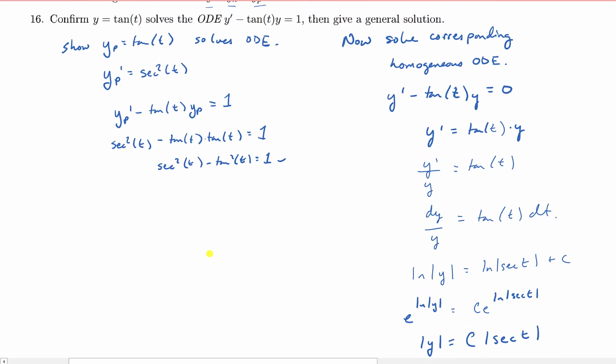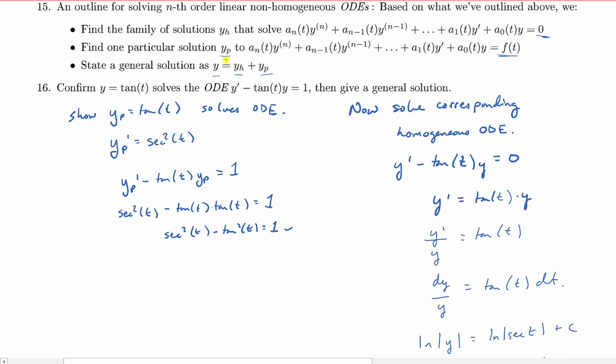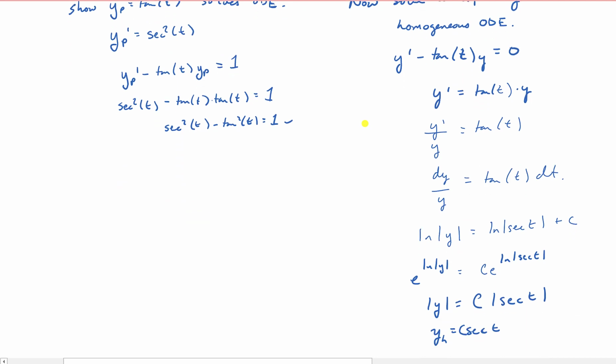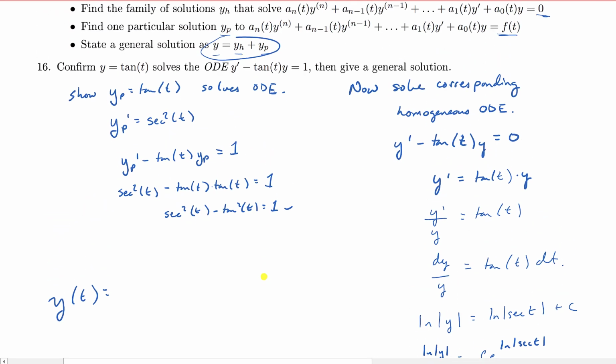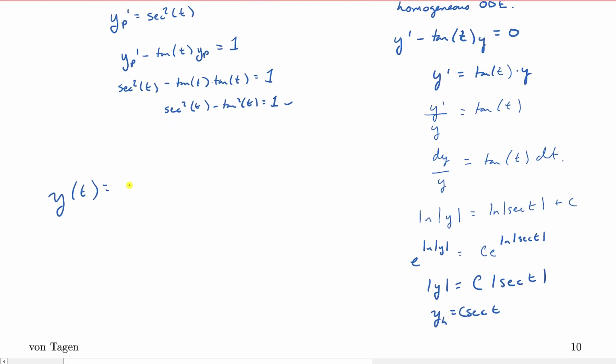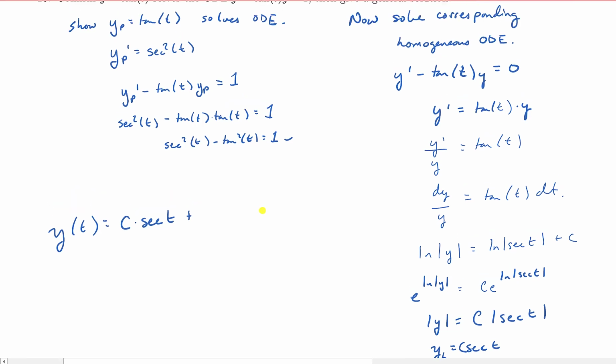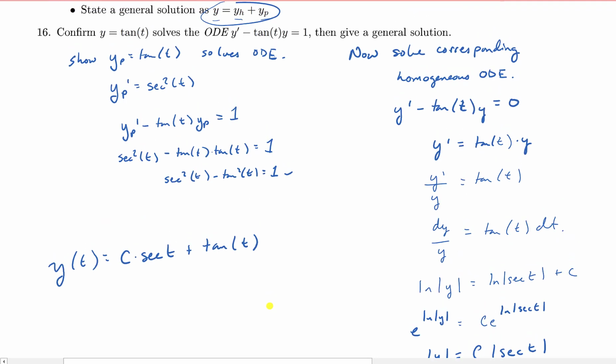So what do we have to do next? Well, superposition tells us now that we're done, because we can now give the general solution of y of t is equal to the family of homogeneous solutions, that's c times the secant of t, plus one particular solution, and we've already confirmed that tangent of t is a particular solution to the original ODE. So there's our solution. I'm going to stop here, and I'll make one more video on this topic.